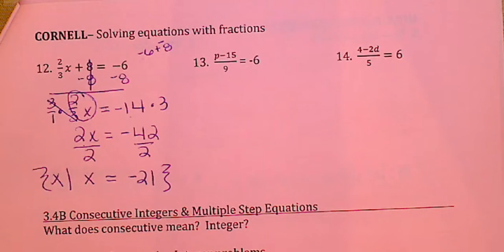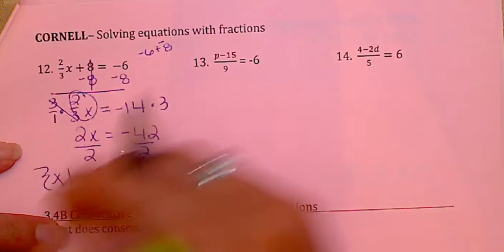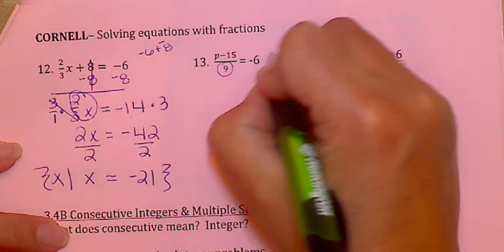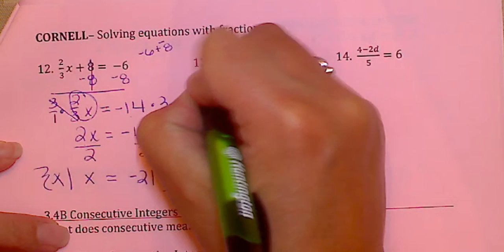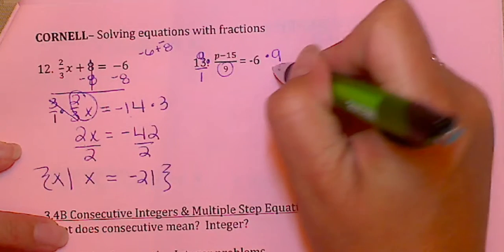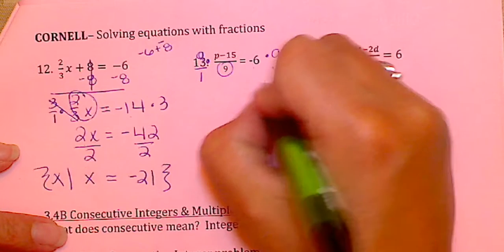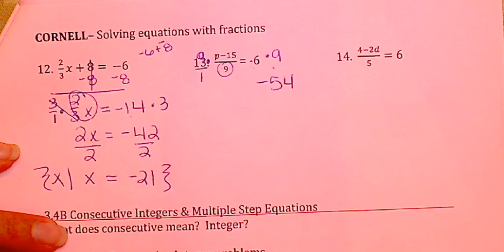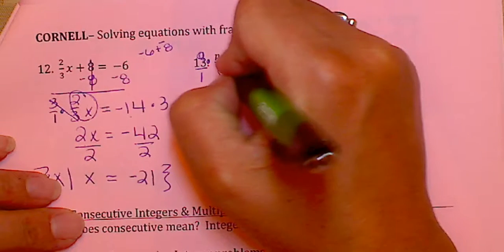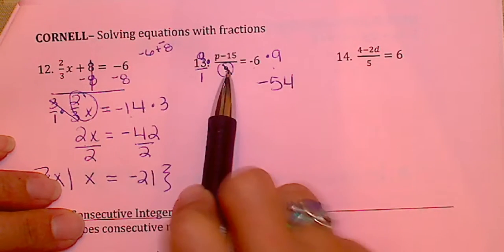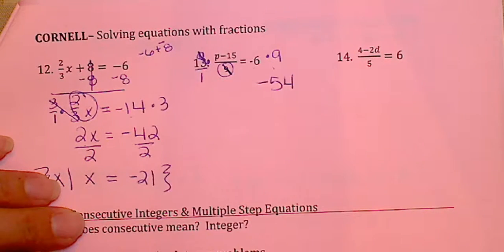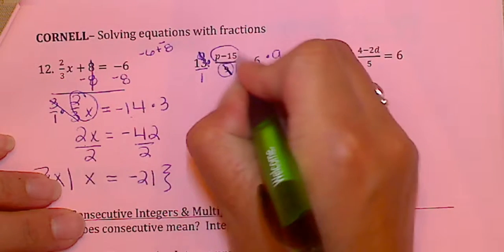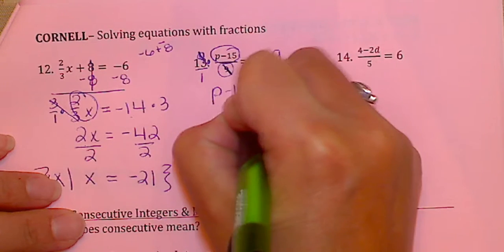Now 13 and 14 are going to start the same way. We have a fraction, there is a denominator, so we're going to multiply by the denominator, just like we have in these other fraction problems. So the denominator is 9, so we multiply this side by 9, we multiply this side by 9 over 1. The right side is no big deal. -6 times 9 is -54. But on the left side, you have to be careful because this 9 in the denominator is going to cancel with this 9 in the numerator. And all that we're left with is this p minus 15.